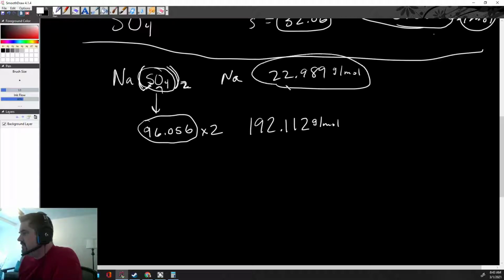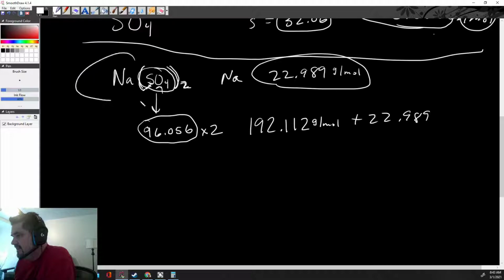But plus there's the sodium, so we got to add that 22.989. We're literally just adding the weight of every atom up. That's all we're doing here. We're just calculating all these molar masses of all the atoms and adding them up. That's as simple as that. You just can't get lost. The biggest ones you're going to see is when there's these parentheses and you have a molecule and there's multiples of those. That's the hardest one you're going to get.